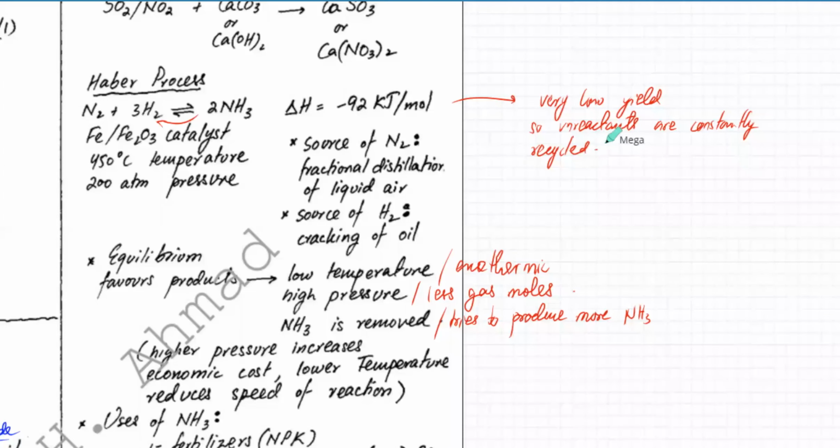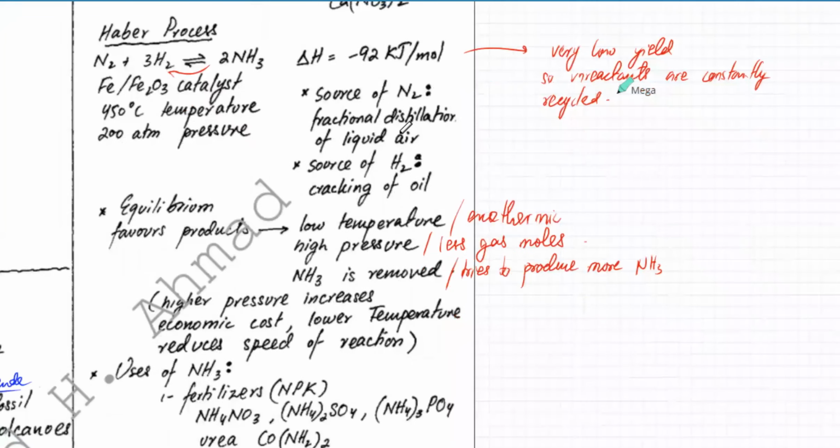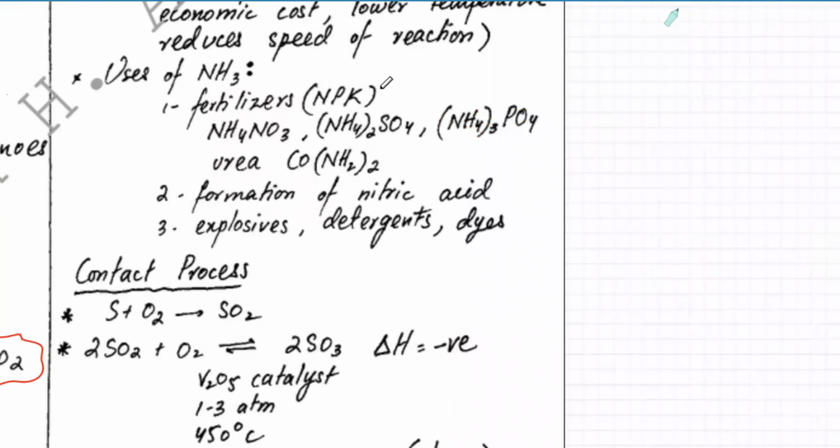I said they are constantly recycled. That's it. This is all O-levels Haber process. You should know the uses. It's used mainly in the formation of fertilizers, nitric acid, explosives, detergents, dyes, etc.